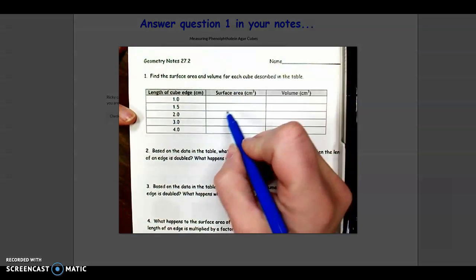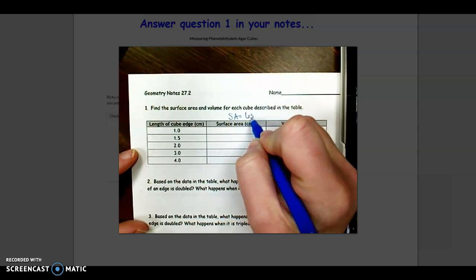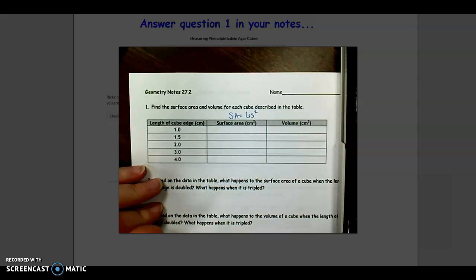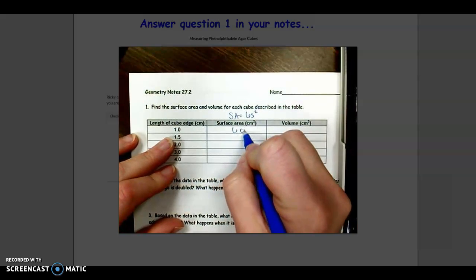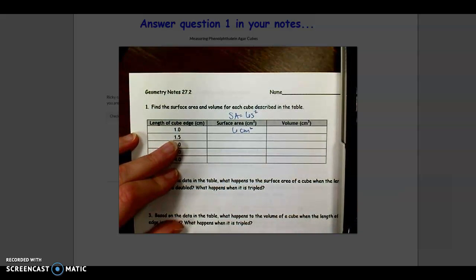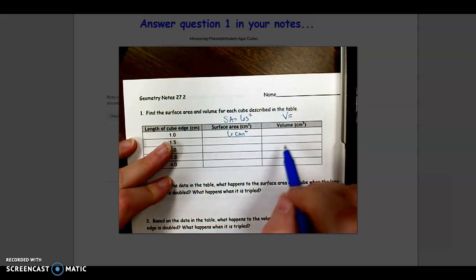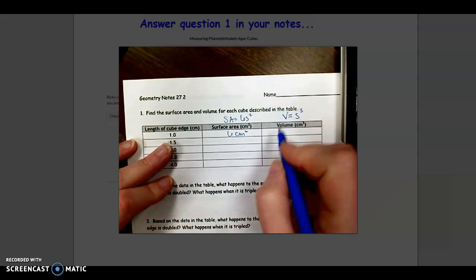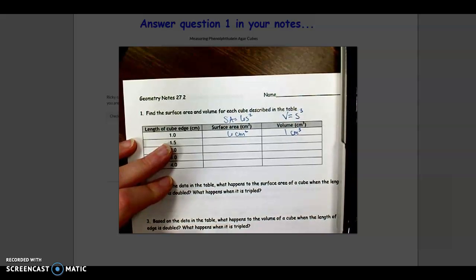We know to find the surface area of a cube, we simply use the formula 6s squared. We have 6 faces that are squares, so to find the area of a square, it's side squared, and we have 6 of them. So 1 squared is 1, times 6, gives 6 centimeters squared as our surface area for the first one. Volume is length times width times height, but for a cube they're all the same number, so it's simply the side length cubed, and 1 cubed is 1. So your units would be centimeters cubed on the volume.